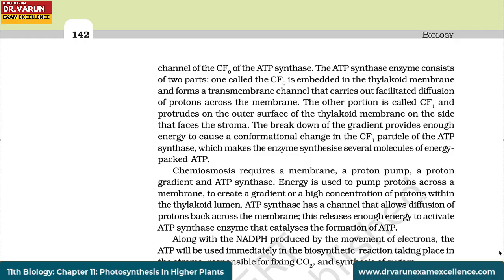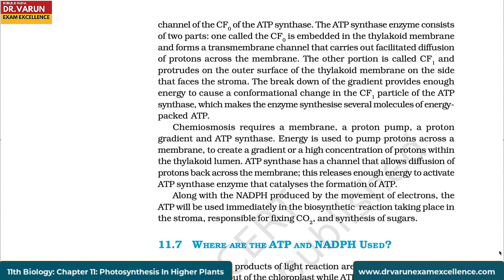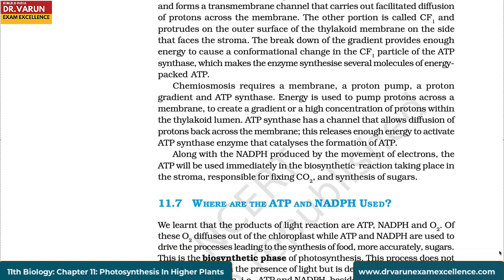The ATP synthase enzyme consists of two parts. One called the CF0 is embedded in the thylakoid membrane and forms the transmembrane channel that carries out facilitated diffusion of protons across the membrane. The other portion is called CF1 and protrudes on the outer surface of the thylakoid membrane on the side that faces the stroma. The breakdown of the gradient provides enough energy to cause a conformational change in the CF1 particle of the ATP synthase, which makes the enzyme synthesize several molecules of energy-packed ATP.